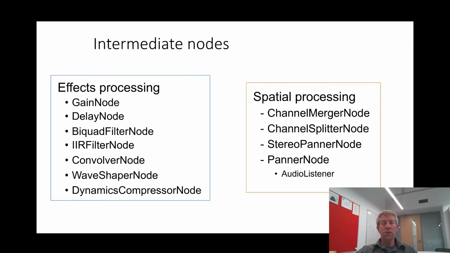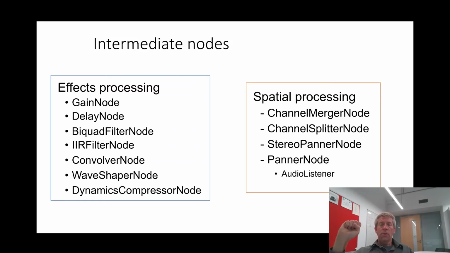Then we have the intermediate nodes between sources and destinations. Several of them can be described as audio effect processing, so gains, delays, two types of filters, the biquad filters for very well-known standard filter types, and the IIR filter for almost arbitrary filters, convolver node, useful for reverberation and also FIR filtering, wave shaper node for distortion, and the dynamics compressor node.